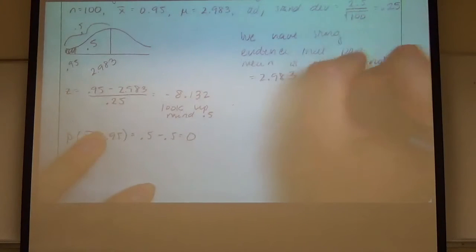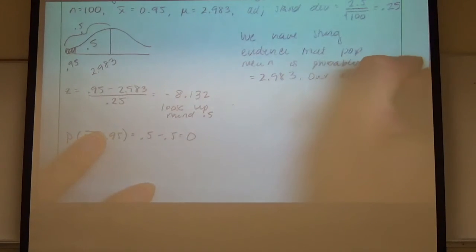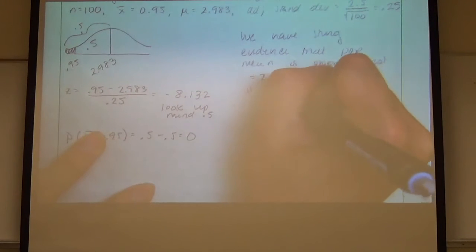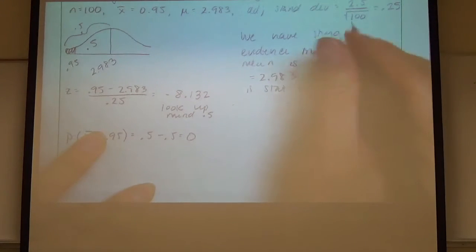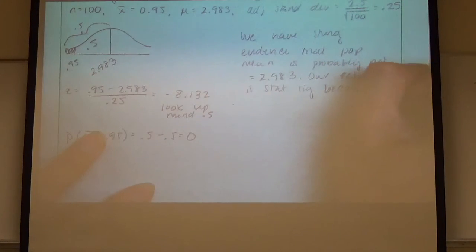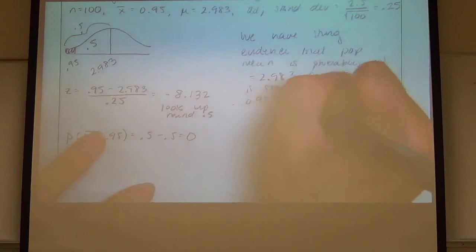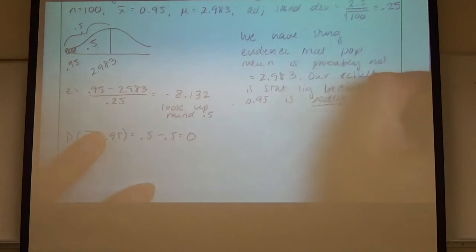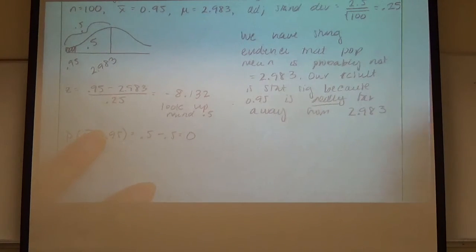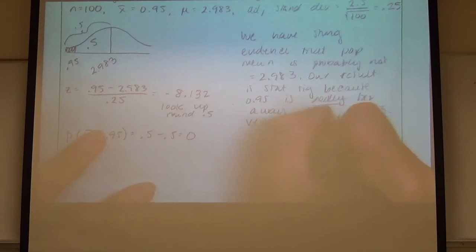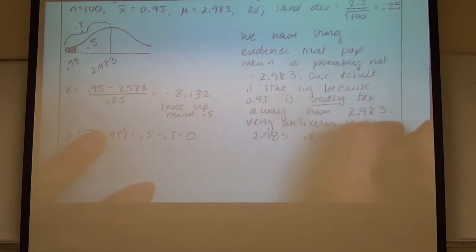Okay, so we would say our result is statistically significant. And this is because 0.95 is really far away from 2.983. So this means that it would be very unlikely that 2.983 is truly the population mean.